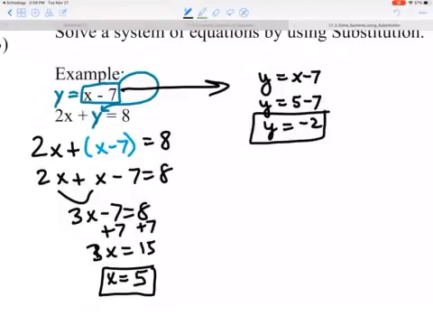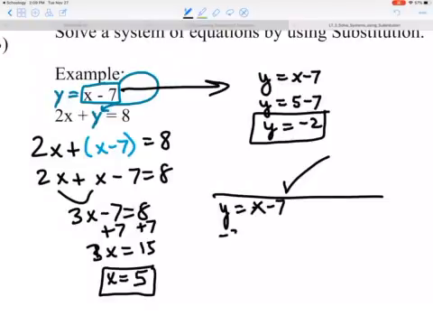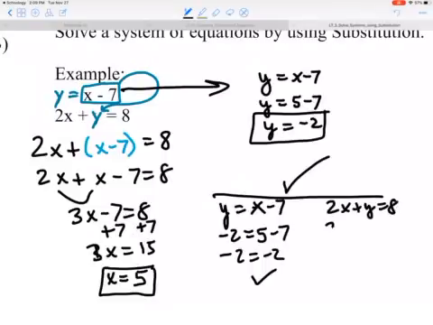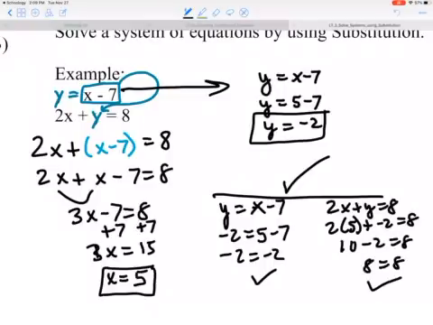It's fine to have a negative answer. I've got x equals 5, y equals negative 2. Now check yourself. Plug it back into the two originals. y equals x minus 7 will be negative 2 equals 5 minus 7. Negative 2 equals negative 2. True statement. 2x plus y equals 8 will give you 2 times 5 plus negative 2 equals 8. 10 minus 2 equals 8. 8 equals 8. True statement. It works for both, so I know I have the right answer. And this is my answer, 5 and negative 2.